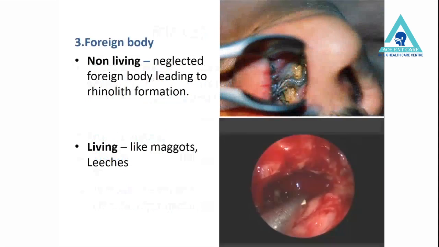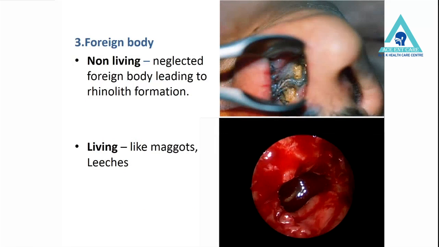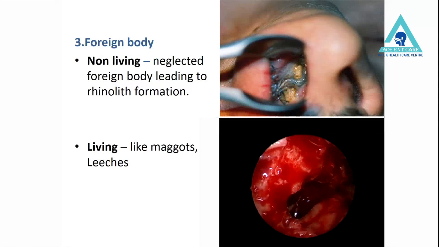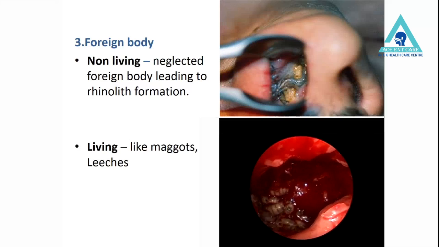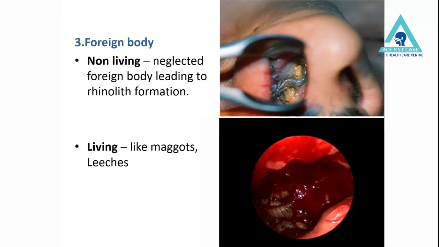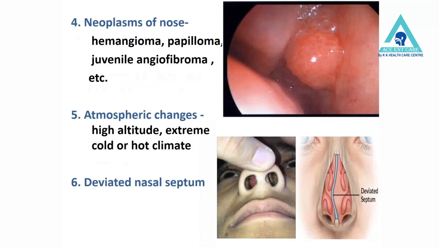Foreign body may be non-living or living. The non-living foreign body usually leads to formation of a rhinolith, which in children presents as epistaxis, and living foreign bodies like maggots or leeches. Bleeding may be due to neoplasms of the nose like hemangioma, papilloma, juvenile angiofibroma, etc.